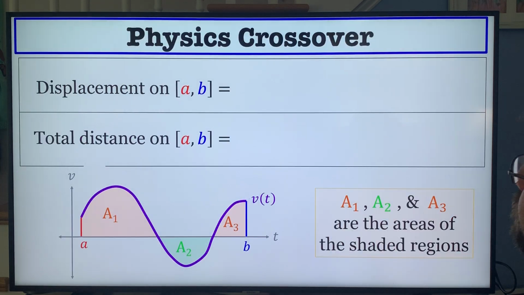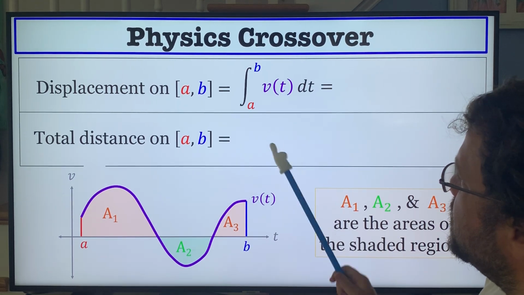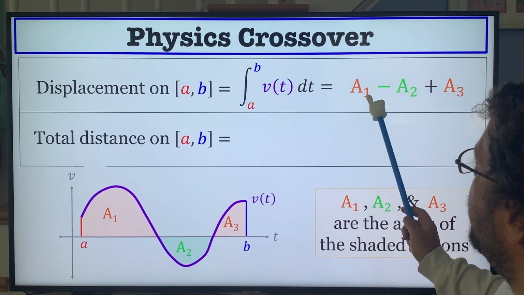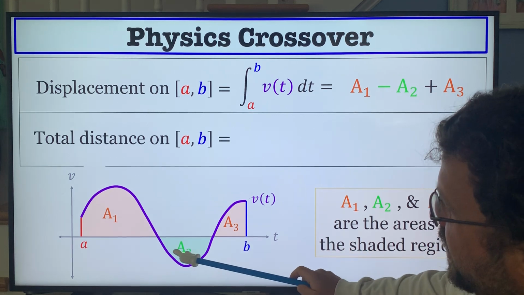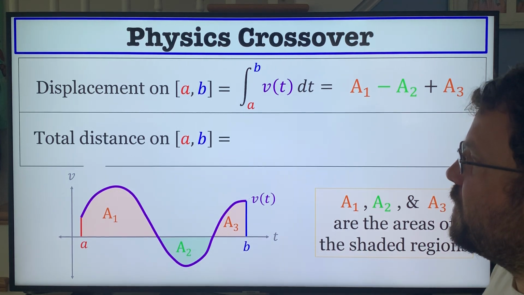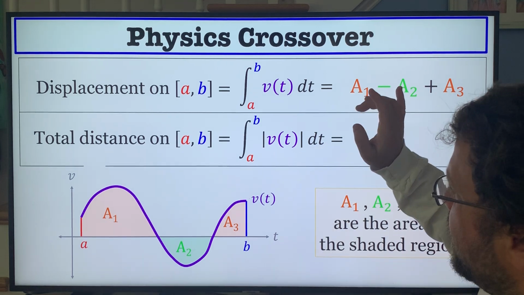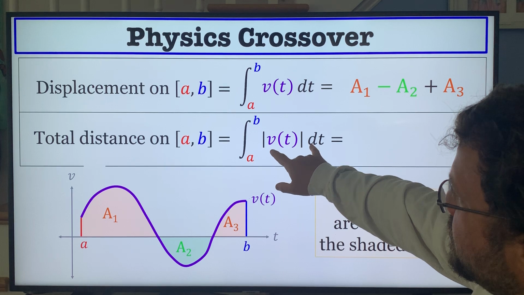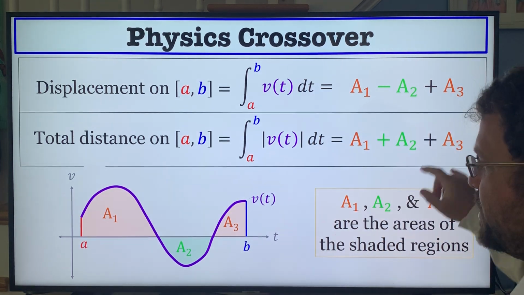All right, and finally, your little physics. Displacement is just using v of t, velocity. So it would be your area minus your area plus your area. With displacement, you would add up all the areas together. If you're finding something like total distance, you would take the absolute value. So displacement is different than total distance.